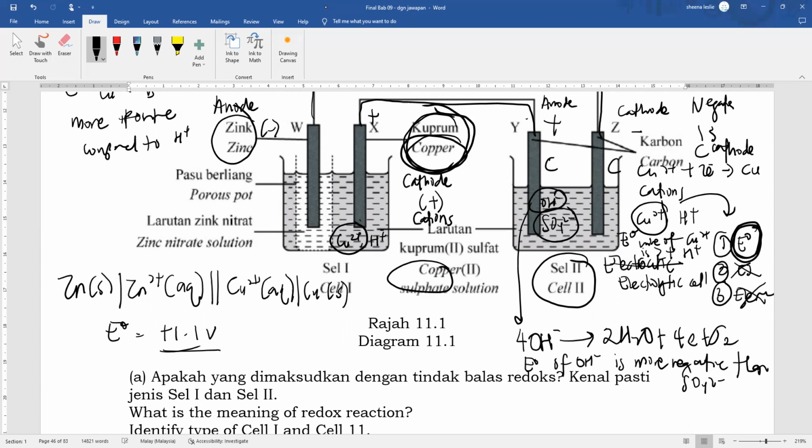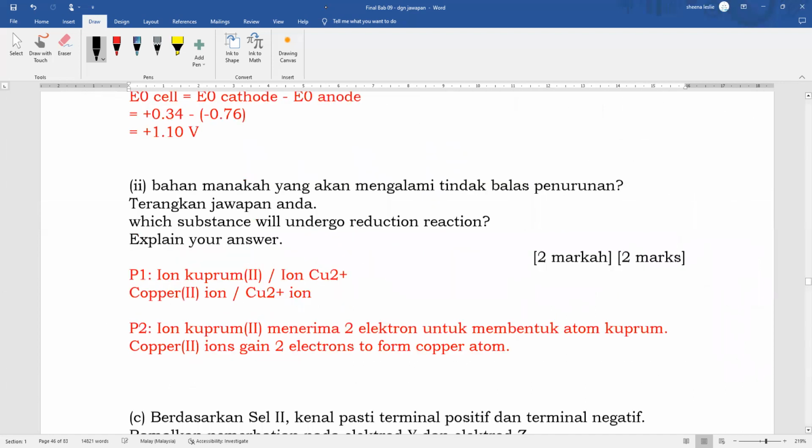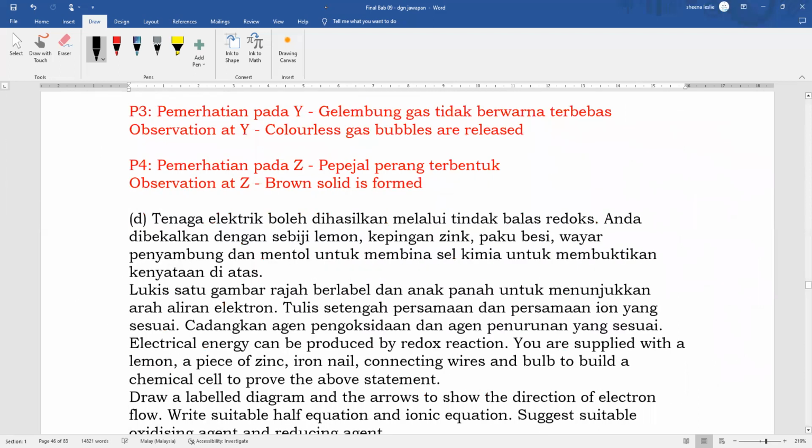Teacher's asking you for the observation. In Z, a brown solid is formed, correct. And in Y, colorless gas bubbles are released, because I've got oxygen here. So you can see how they ask that question. I think the questions are really good.